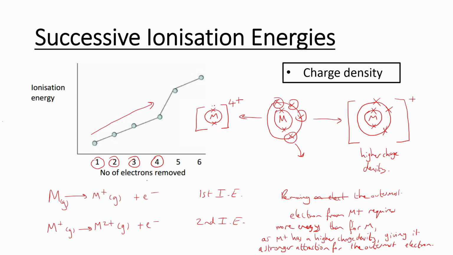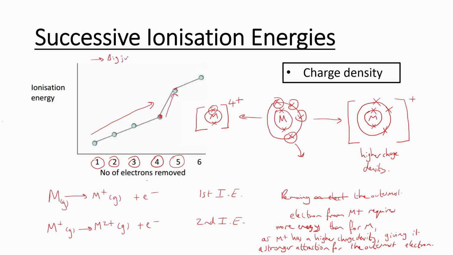So if I was to remove this electron here, it would actually take a much bigger increase in ionization energy to remove that electron compared to the electron on this shell here on the outer shell. So you can see going from 4 to 5, there's a massive jump in the ionization energy, and the reason is because you remove this 5th electron from an ion which has a higher charge density but also a smaller ionic radius. So this is how we're going to answer this.